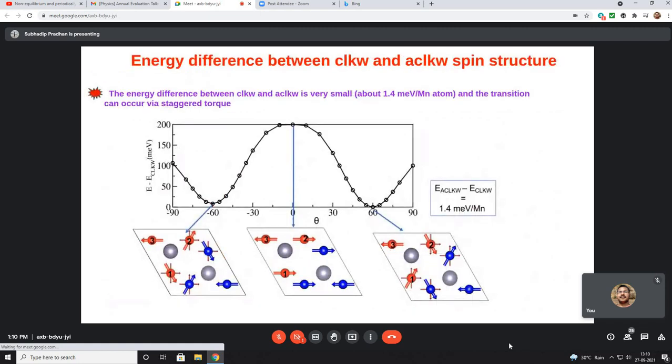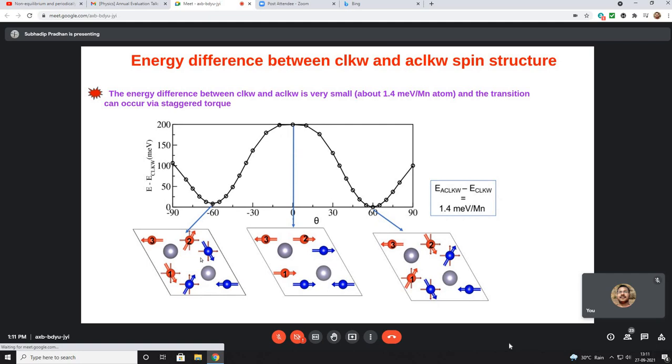And we have also calculated the energy. Here on the x-axis is the angle. Let's say I have this down state in this clockwise structure. This is the theta angle. I have rotated this spin by 60 degrees. For this moment, I rotate to the right side, and for this, I rotate to the left side. So we get this structure. For that structure, when we calculate the energy relative to the clockwise one, we see that there is a big energy, so that is not a stable structure.